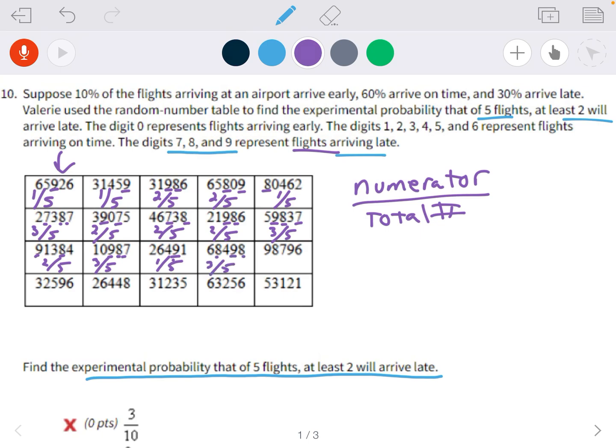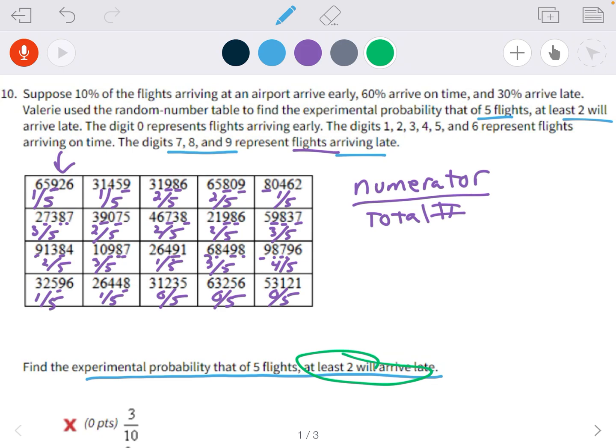3 out of 5. Let me read that. That's 3 out of 5. 1, 2, 3, 4. 4 out of 5. 1 out of 5. 0 out of 5. The problem is asking for at least 2 will arrive late.